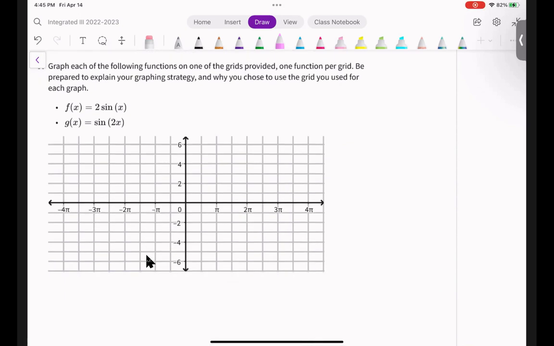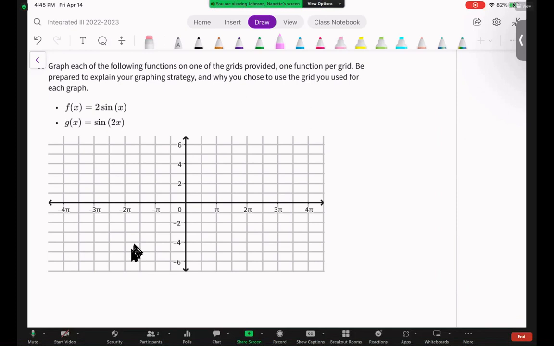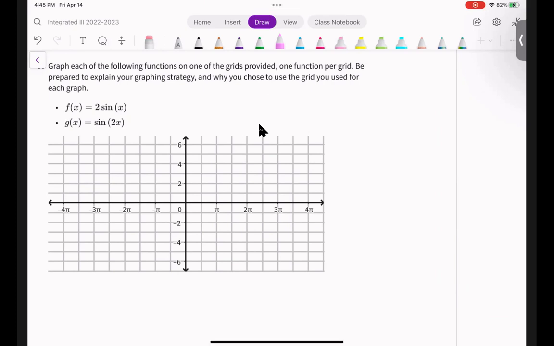So go ahead and graph 2 sine x and sine 2x. You're going to think about these values, 0, pi, 2 pi, and you're going to graph sine 2x and 2 sine x. Do you think these are going to be the same? Maybe, maybe not, right? So go ahead and plug some numbers in and see what you get. I'll show you how I graph it because I want you to see how to do it. Yes, you can use Desmos, but you need to make sure that you understand how to graph sine and cosine, okay?